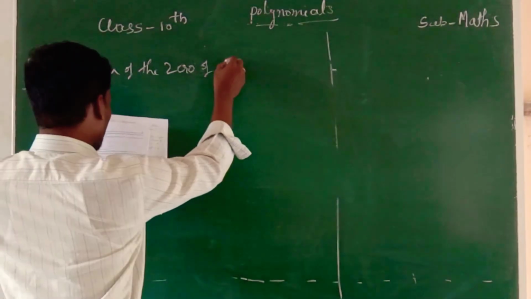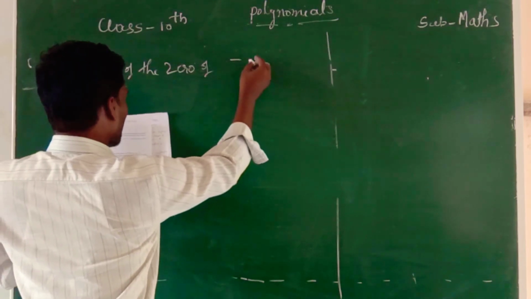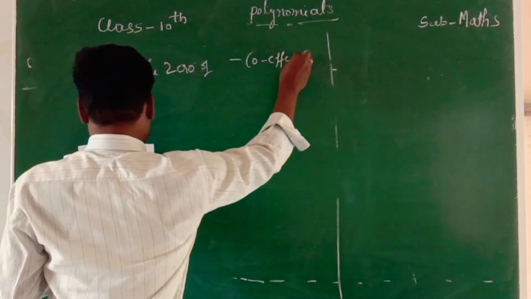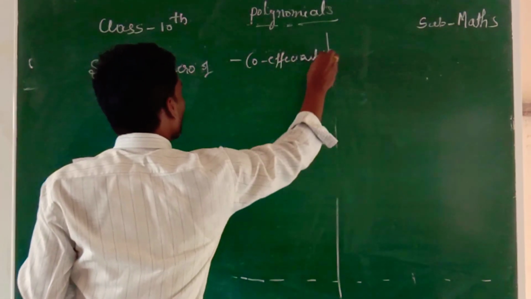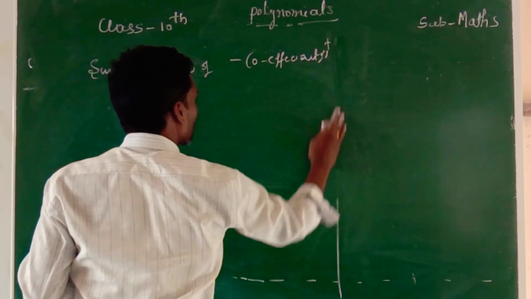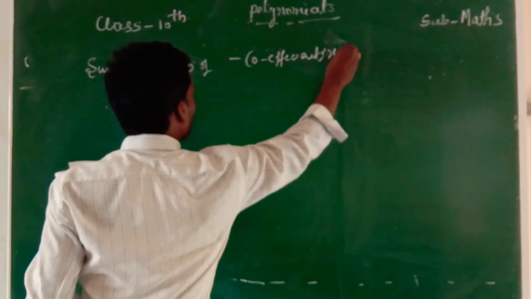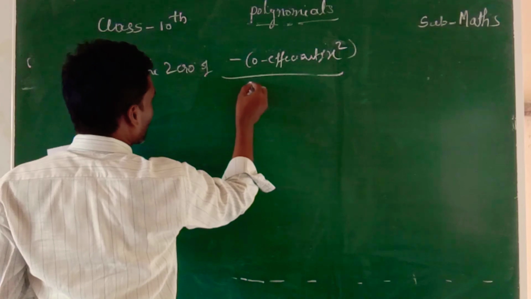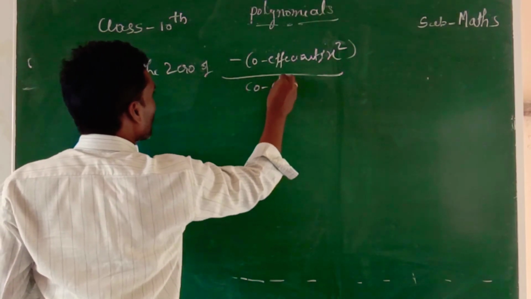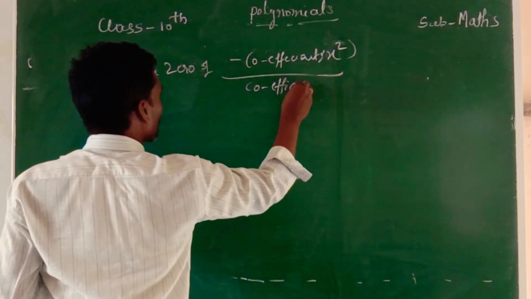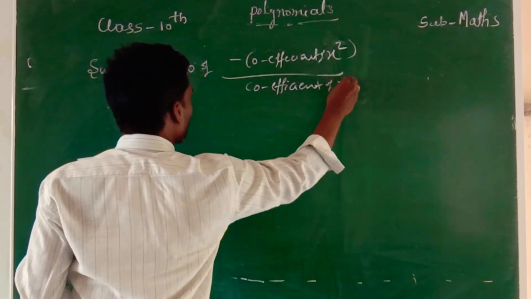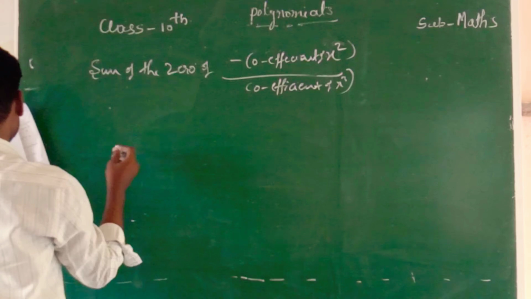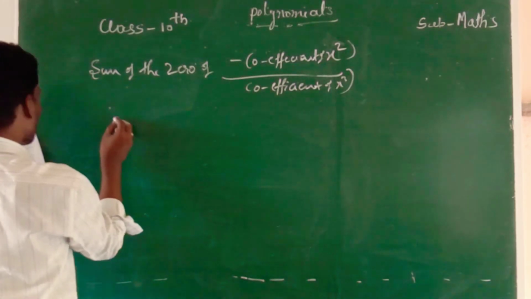The sum of the zeros will be minus of coefficient of x square divided by coefficient of x cube. Next, the product of the zeros.